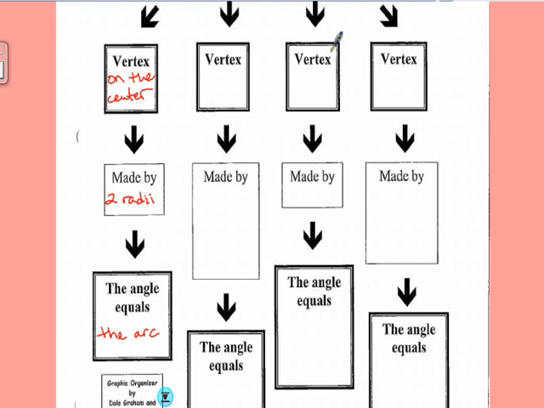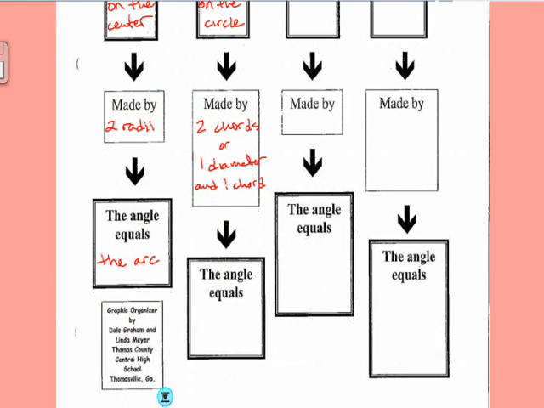After that, we learned about if the vertex was on the circle. In that situation, the vertex or the angle was made up by two chords, or a diameter and a chord. But we're just going to put two chords. Actually, we'll go ahead and put one diameter and one chord. And in that situation, the angle equals half the arc.